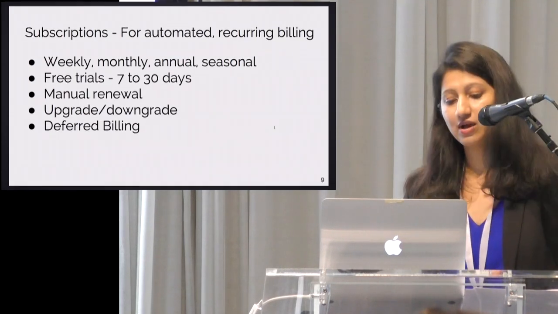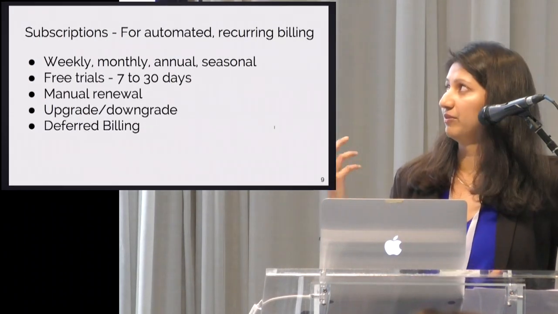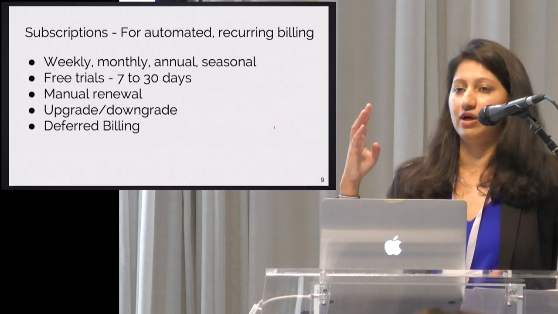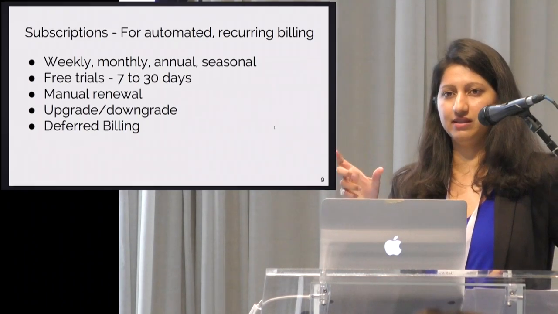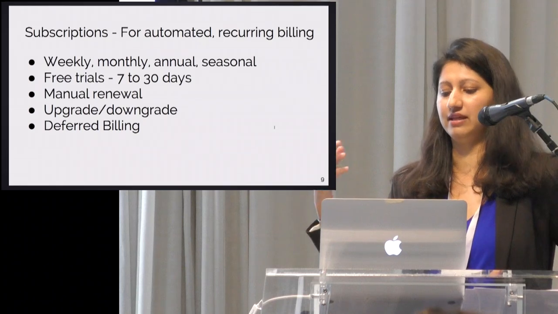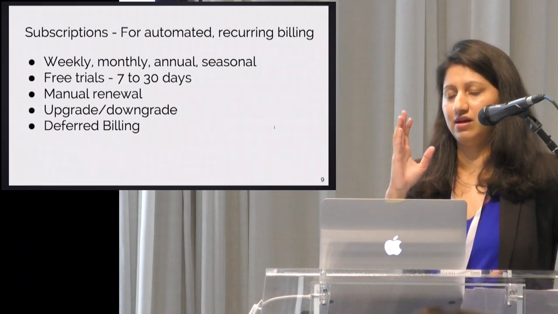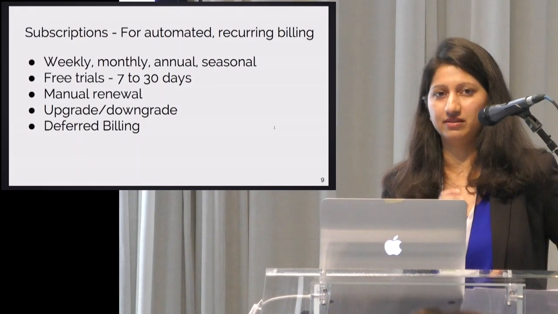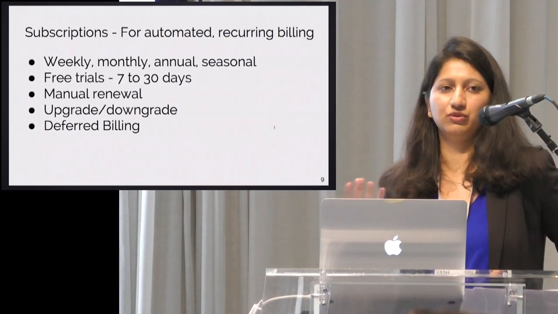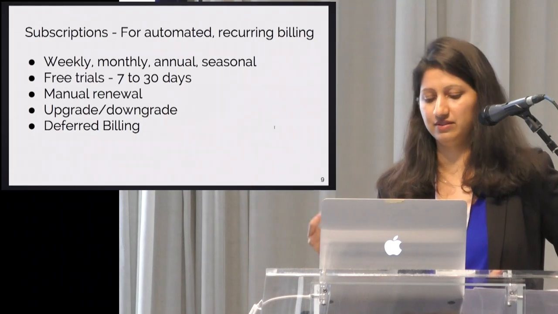You also have subscriptions. That's for automated recurring billing. You have four options in that. They can be weekly, that is a time period of 7 days, monthly, annual, and seasonal. Seasonal products have a specific start time and an end time, so you usually use it for sports or holiday seasons.